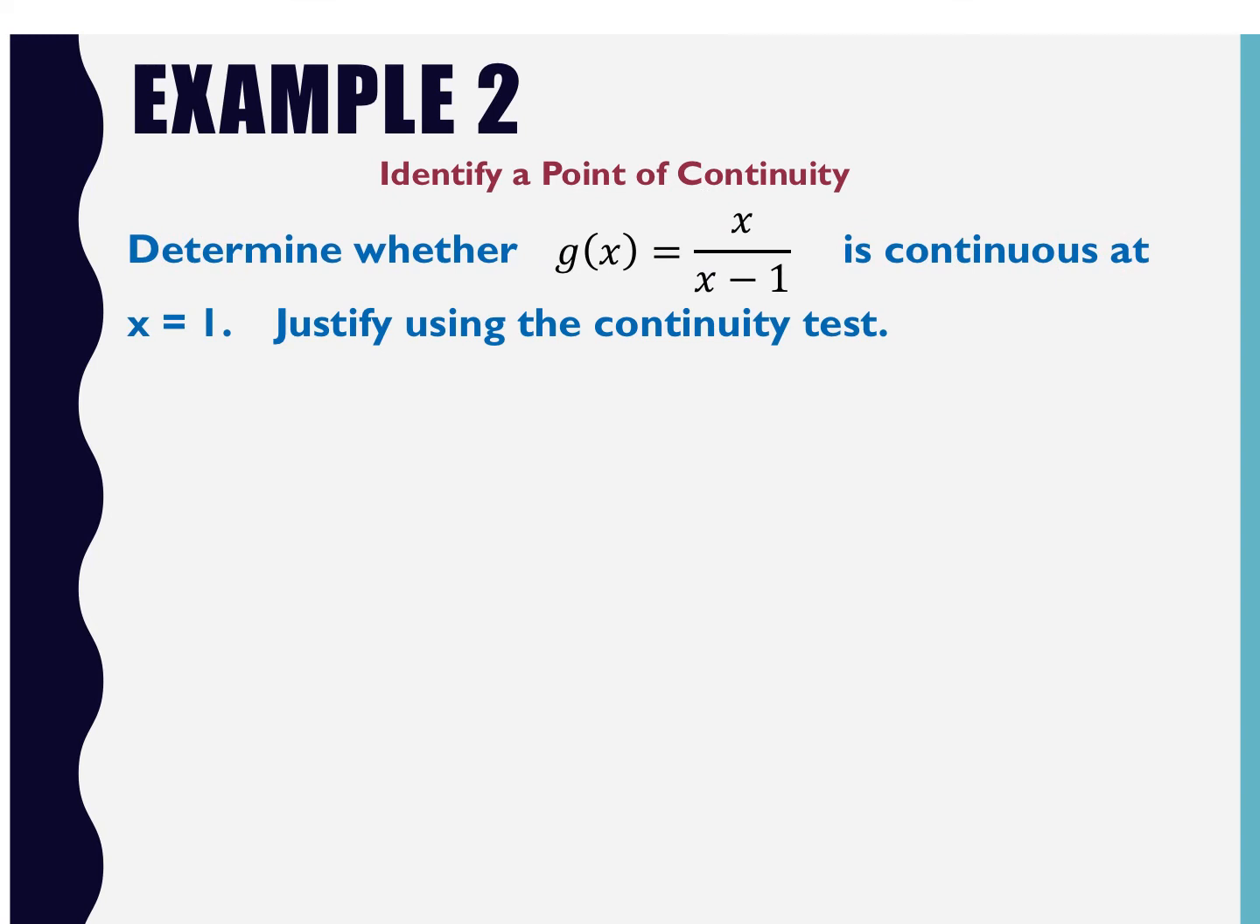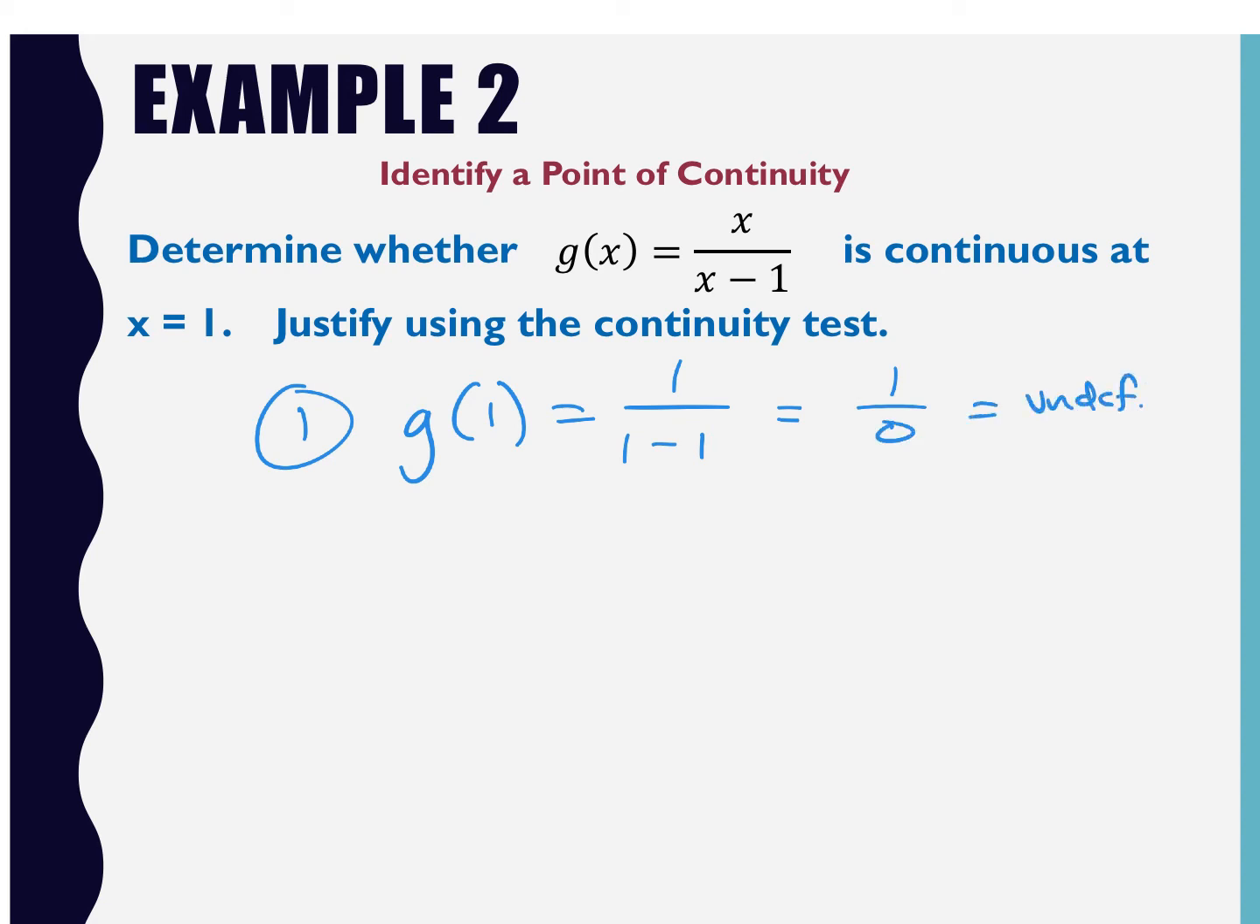All right, let's take a look at another one here. Here we have g of x = x over x - 1, and we're trying to see if it's continuous at x = 1. If we apply the continuity test here, step 1 is showing evidence of plugging in 1 for the function. If I plug in 1 for x, I get 1 over 0, which is undefined here.